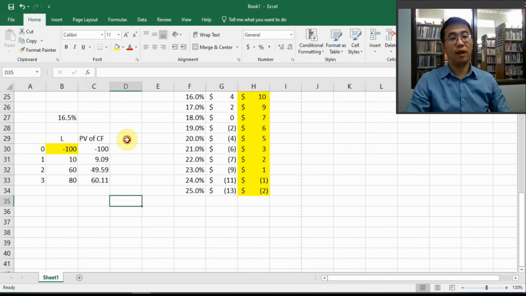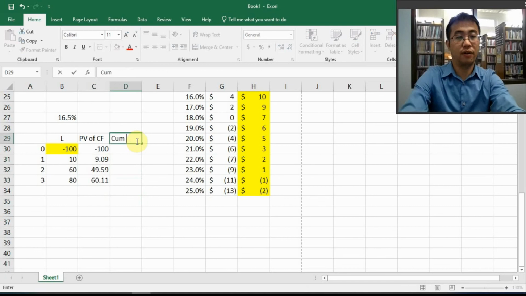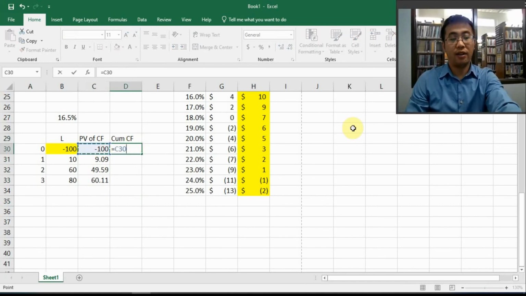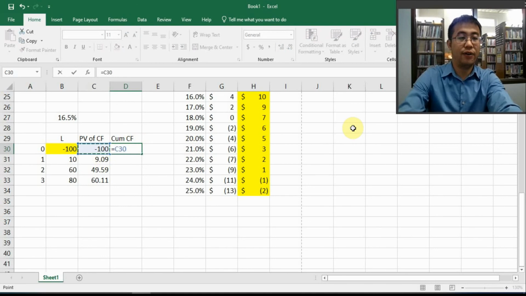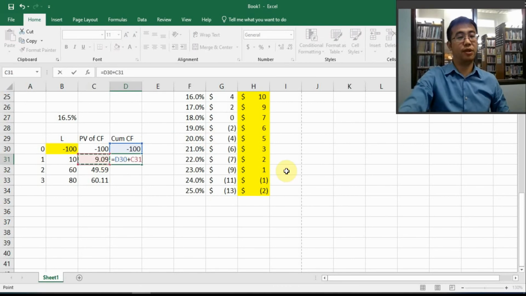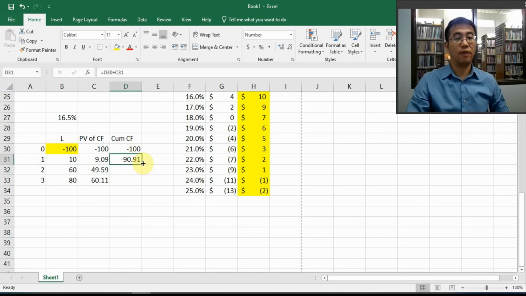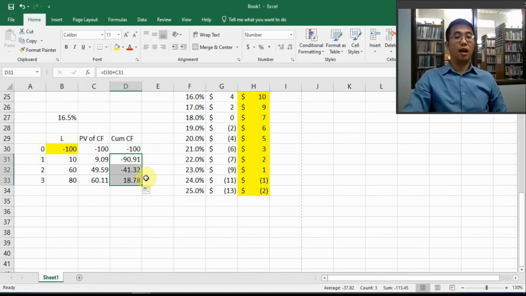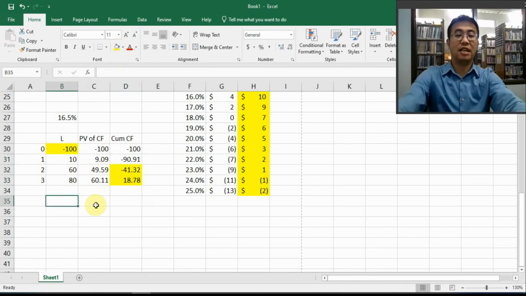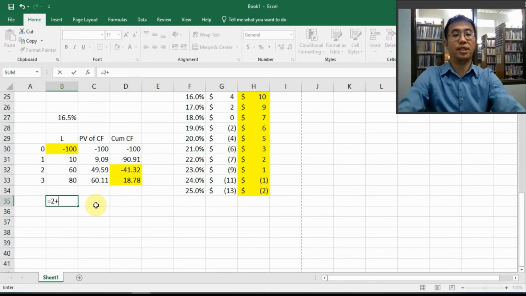And then I will get the cumulative cash flow for each year. So at the end of today, I'm going to have a negative 100. And then after a year, I will use the remaining balance of last year plus the new contribution of this year. Okay, and then just drag it all the way down. As you can see, it's between the second year and the third year that my money gets paid back. So my discounted payback period is going to be 2 plus something.